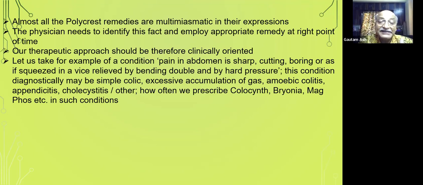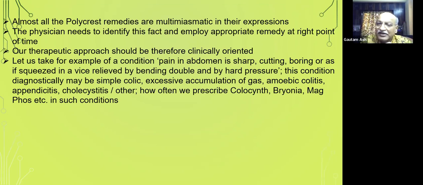The condition: pain in abdomen is sharp, cutting, boring, as if squeezed in a vice, relieved by bending double and by hard pressure. This condition diagnostically may be simple colic, excessive accumulation of gas, or amoebic colitis, or appendicitis, or cholecystitis, or anything else. However, how often do we prescribe Colocynth, Bryonia, Mag phos, etc. in such a condition? How long? To give palliation? That is the reason we have to take the case in detail.